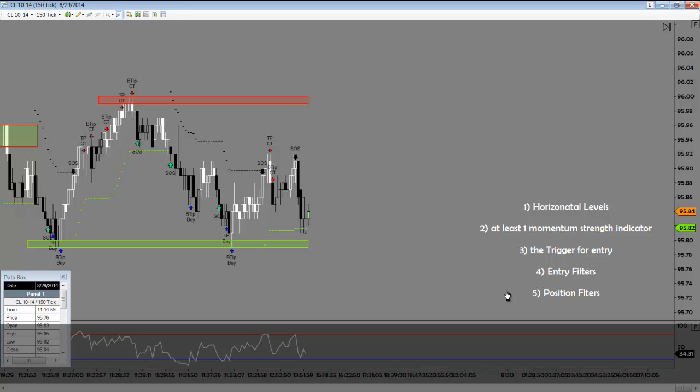Here are the core concepts that drive that performance. You'll note that there's no volume or econ reports or any fundamentals as part of what makes this go. It's just simply trade what you see.